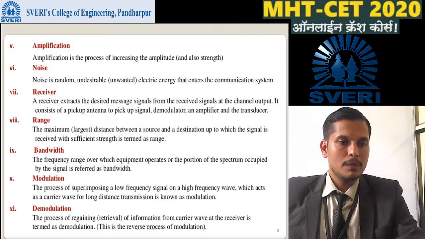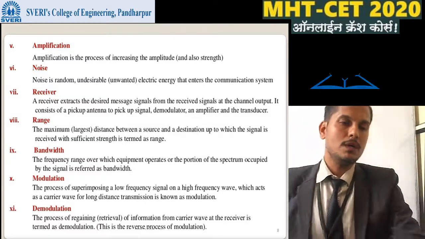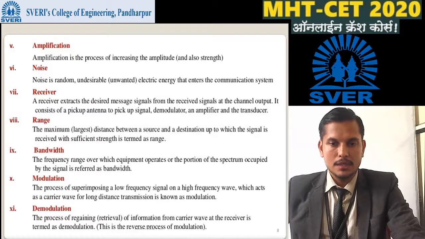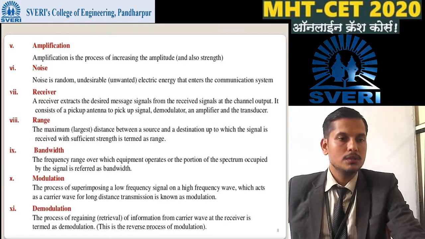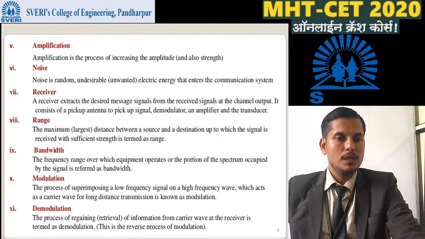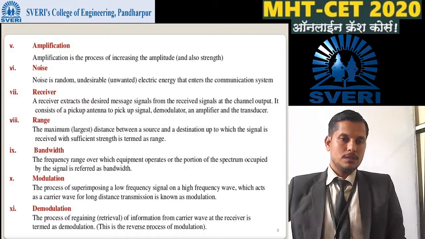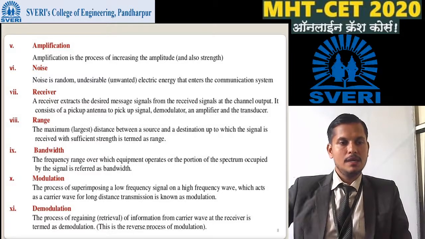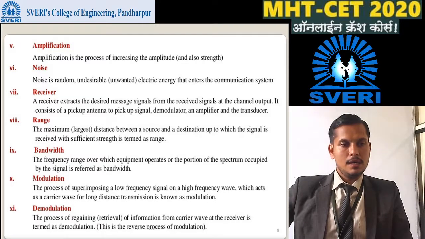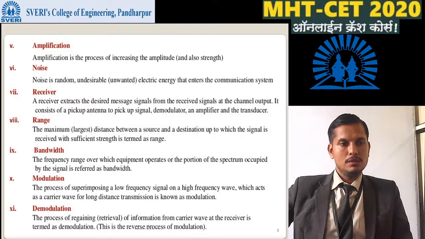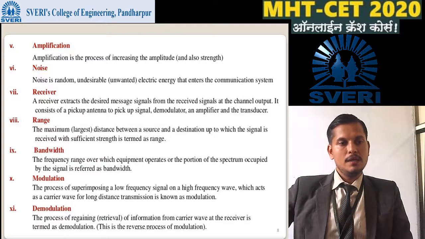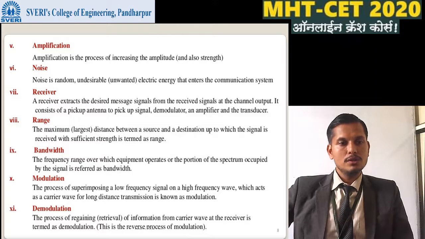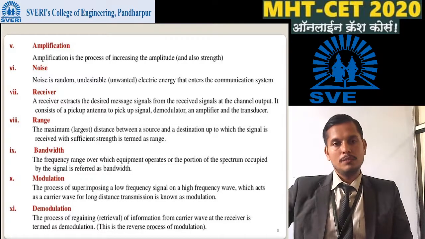So what is meant by modulation? These two terms are important, that is modulation and demodulation. Modulation is the process of superimposing a low frequency signal. Our original information is there, and we are superimposing that information on a high frequency wave which acts as a carrier wave. Using the carrier wave we are passing that signal, and that superimposition is called modulation. That carrier wave carries that information for long distance transmission. So that is the important point.